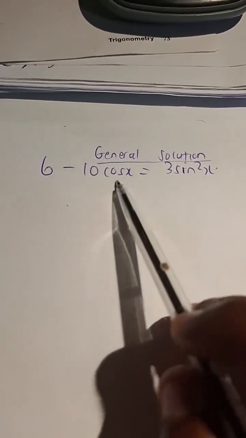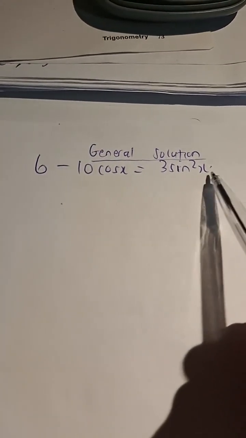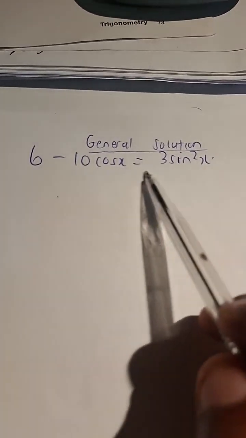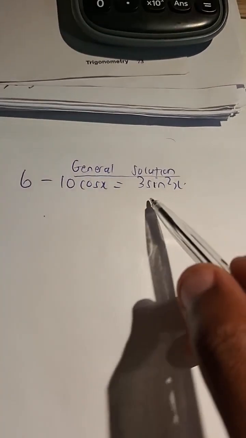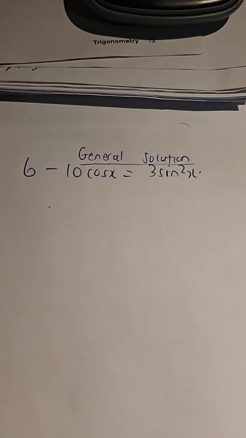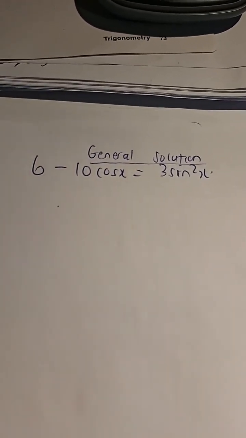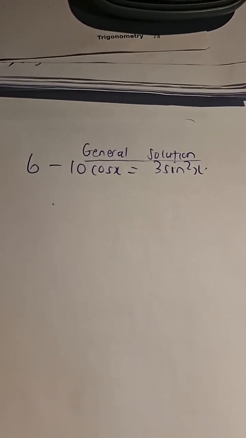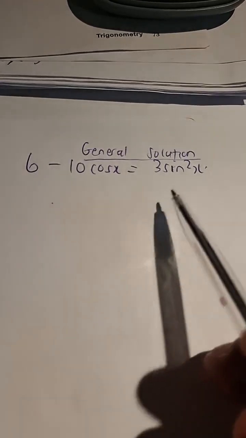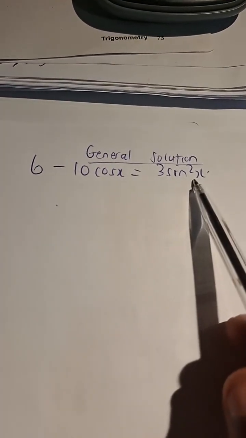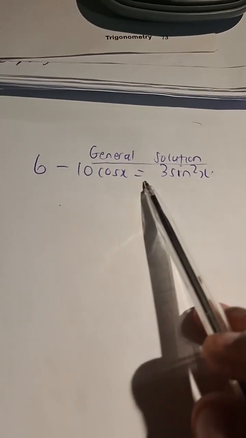So anyways, let's look at this general solution. 6 minus 10 cos x is equal to 3 sine squared x. This 3 sine squared x gives us an indication that we will be dealing with a question that will require factorization. We have 3 sine squared x and 10 cos x.